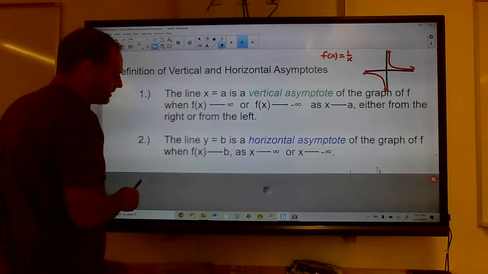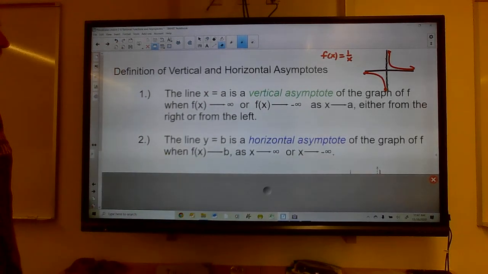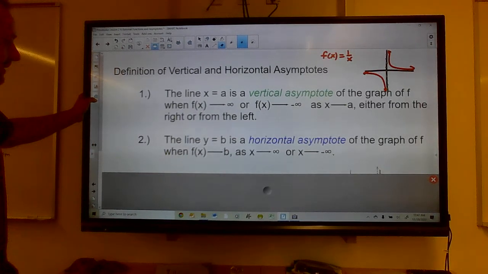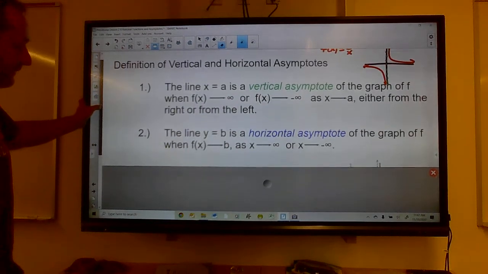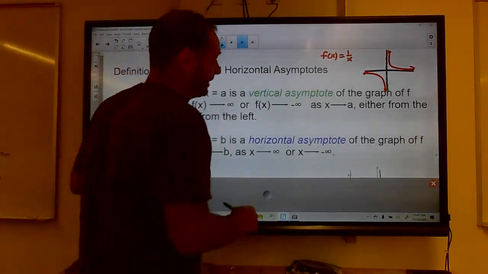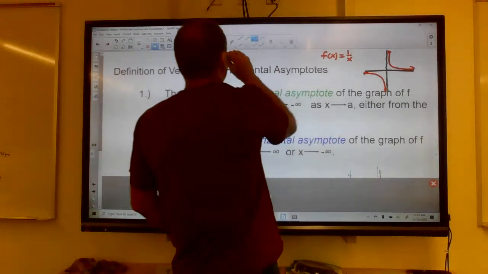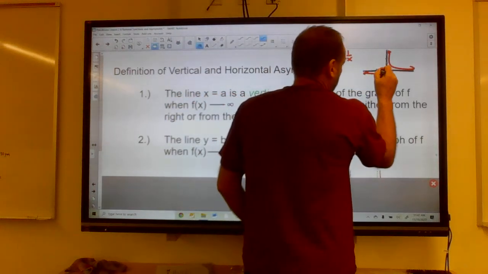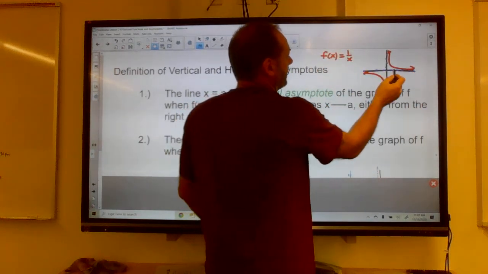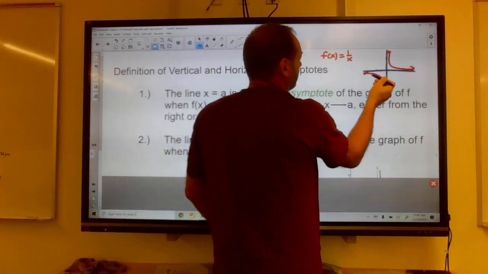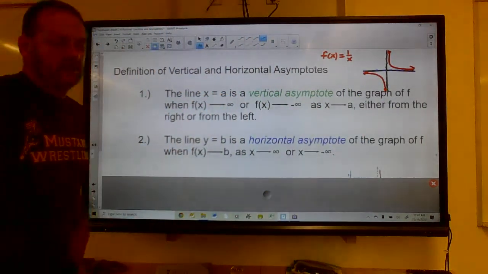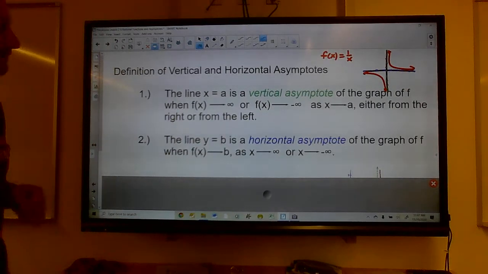So the line y equals b is a horizontal asymptote of the graph of f if f of x goes to b as x goes to infinity or -infinity. So on this one here, we have a horizontal asymptote right here. Because the bigger this number gets, this goes to 0. And the smaller this number gets, this goes to 0. But you can never get 0. You can't take 1 and divide it by anything and get 0. It's impossible.